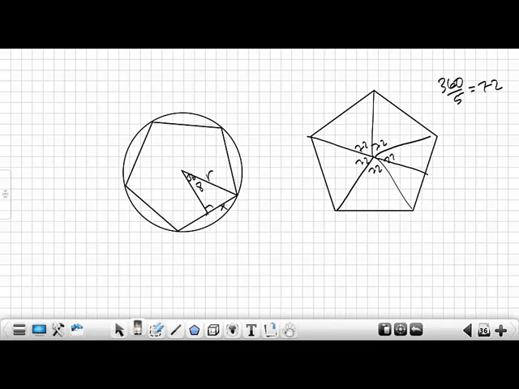Guys, are we okay with the 36? Yeah? We okay with it? Okay. So 90 minus 36, we're going to get 54, so we've got this angle right here.